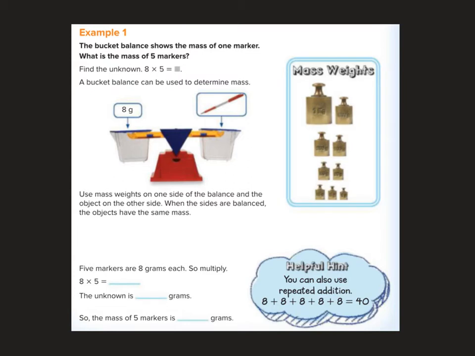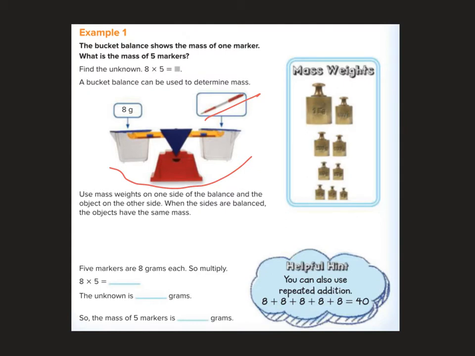We need a way to discover mass. How much space is something taking up? And how dense is it? How much matter is making it up? So it's very similar, and it's probably easier if you just think of it as weight. But this balance is how they use it to determine the mass of things, how we do it in school anyways. So anyways, if we know that 1 marker is 8 grams, 5 markers would be 8 times 5, right?